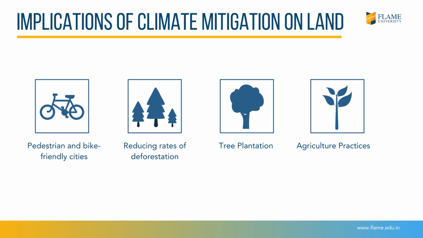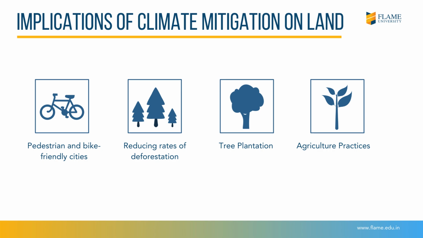As we can see from our discussion so far, climate change mitigation has profound implications for land. Designing cities to be more pedestrian and bike friendly requires careful urban planning and consideration of land use. Reducing rates of deforestation also requires sophisticated approaches to mapping of forest lands, surveying of forest cover, determination of carbon fixation rates, and decisions regarding whether to concentrate efforts to reduce deforestation.